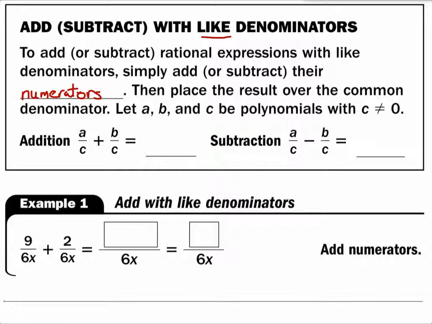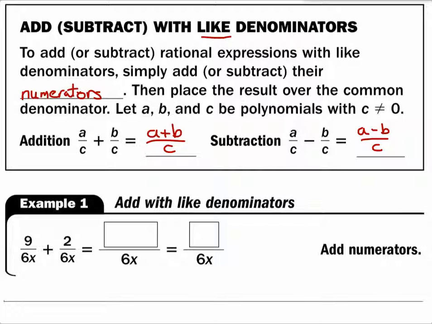In our example, our letter example, a over c plus b over c, it's going to be a plus b over c. For subtracting, it's going to be a minus b over c. Keep the denominator, add or subtract the numerators.